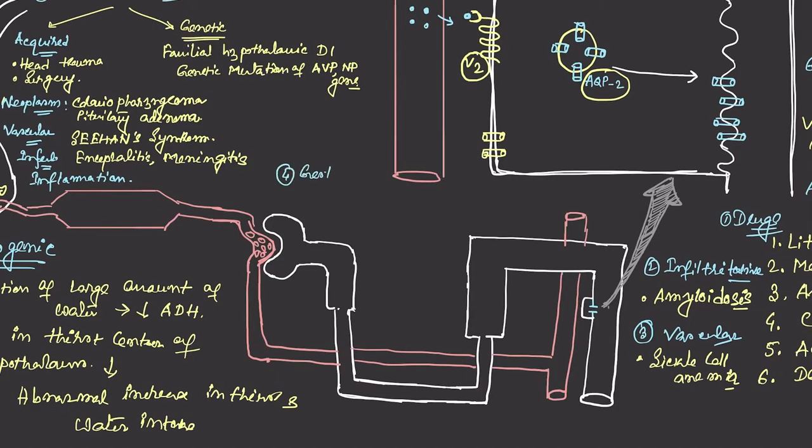Another important cause of diabetes insipidus is gestational diabetes insipidus, occurring during pregnancy. Here the placenta synthesizes and secretes two important things. The first is an enzyme known as vasopressinase.